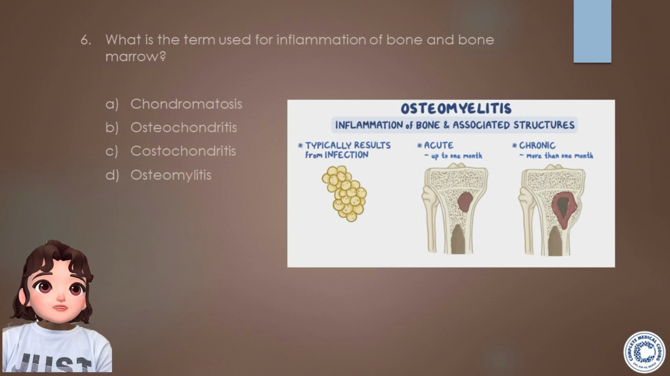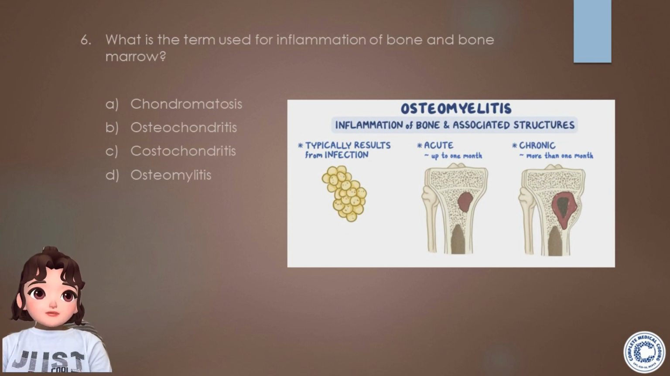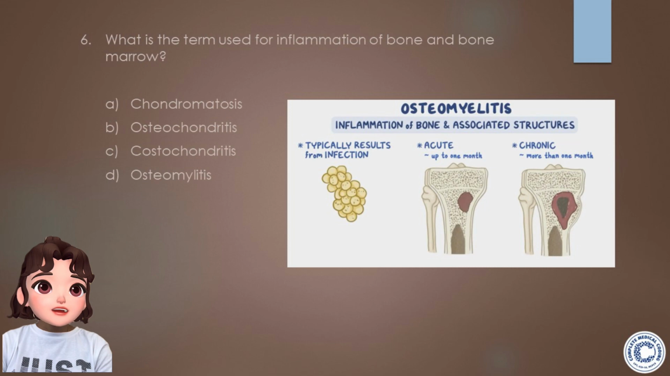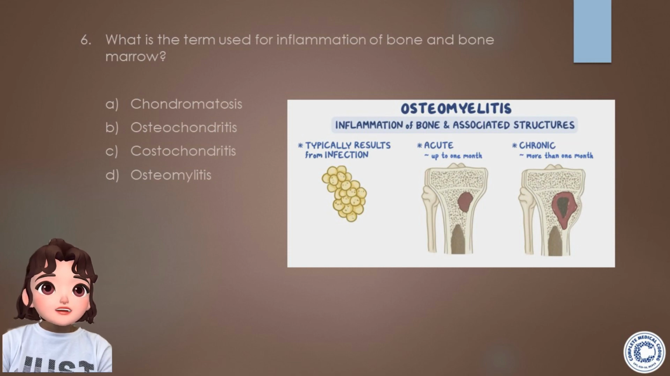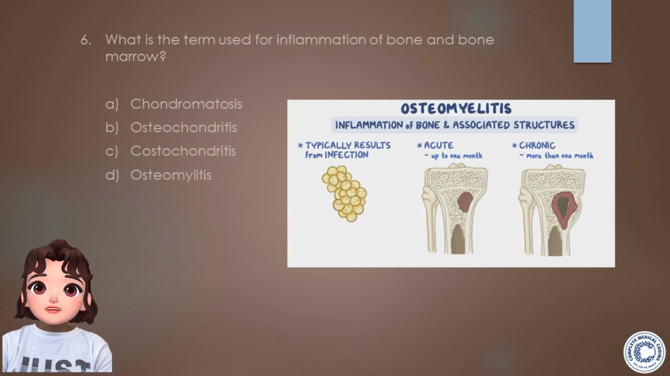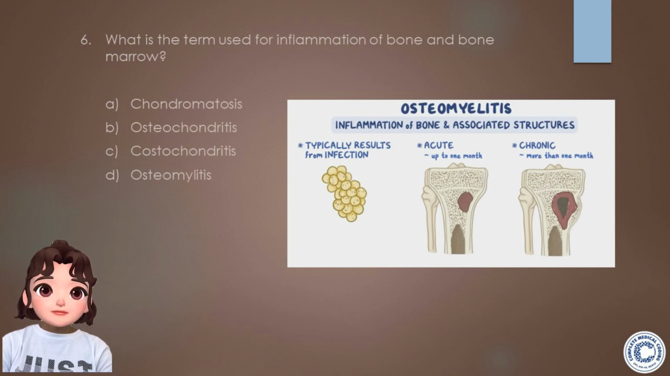Next question, what is the term used for inflammation of bone and bone marrow? Chondromatosis, osteochondritis, and osteomyelitis. See in the picture, inflammation of bone and associated structures typically results from infection, acute up to 1 month, chronic more than 1 month. If it is acute, a small portion of the bone marrow is inflamed, and if it's chronic, that is more than a month, see that inflammation has become bigger. That procedure is called osteomyelitis.